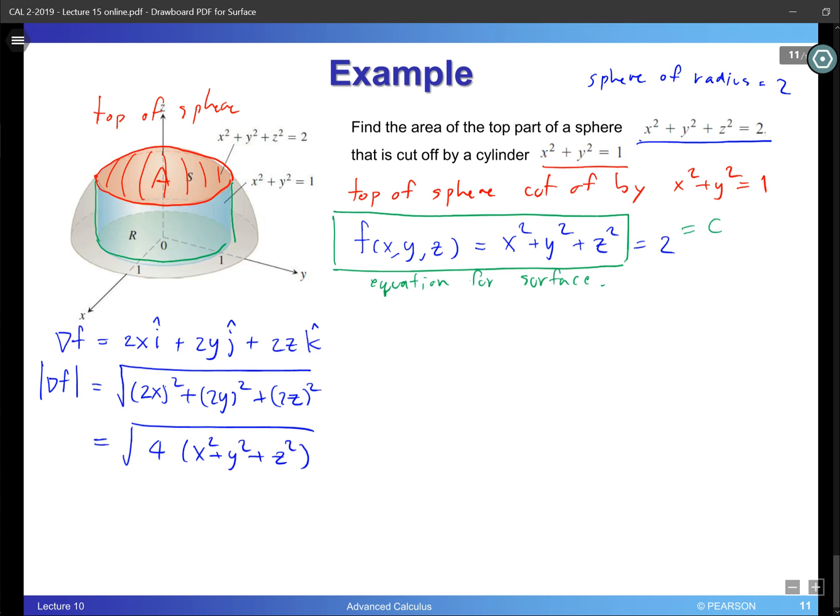Well, we can keep it like this, but it turns out that we know that on this surface we have this relationship: x squared plus y squared plus z squared always has to be equal to 2. That is the radius of this sphere. So it turns out that we got lucky. This term is equal to 2. It's coming from what we have from the problem.